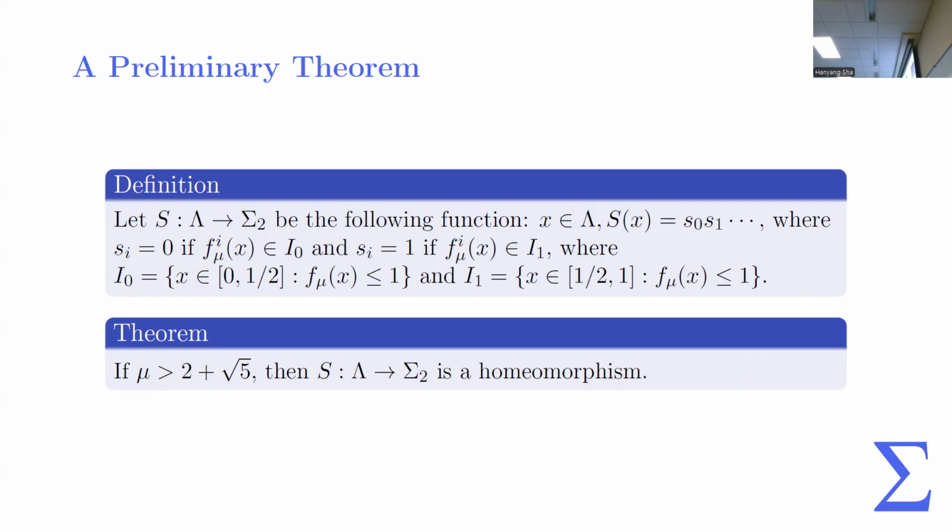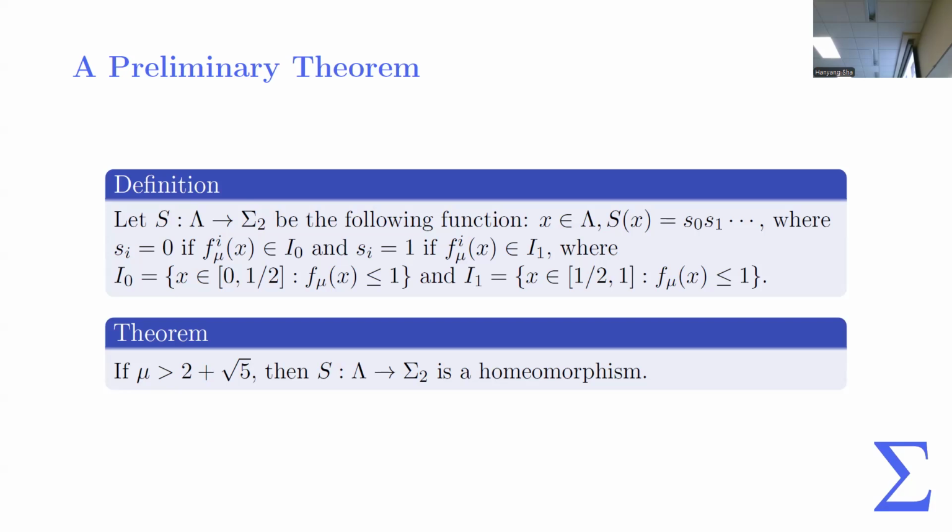So we can define the following function from Lambda to Sigma 2. And we can prove that this function is a homeomorphism. So this is probably the hardest part, proving it's a homeomorphism. So let's look at what this function does. The domain is Lambda, so this will be x in Lambda.